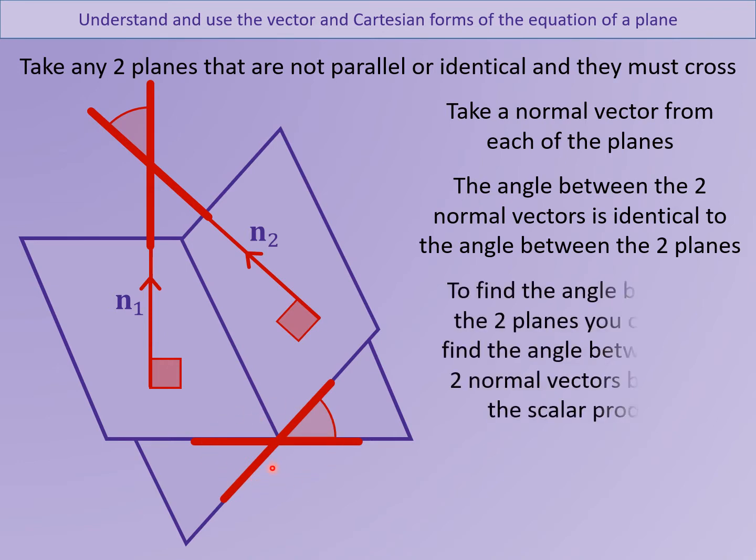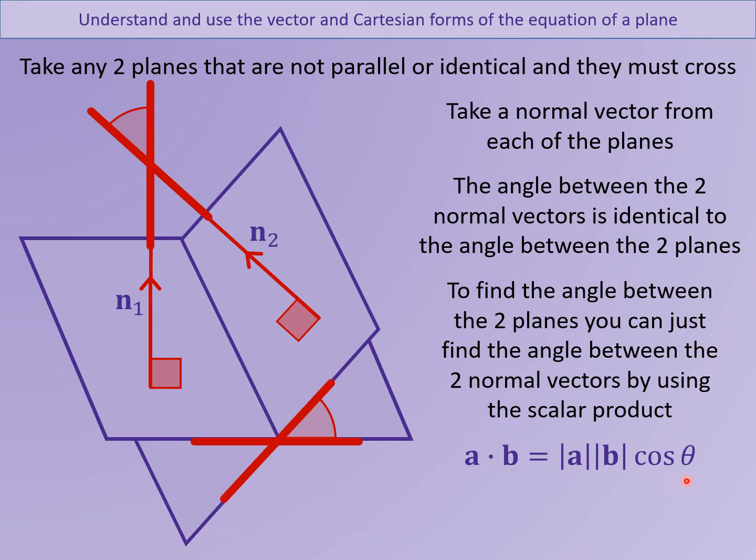So how do you find the angle between two vectors? Well, you can use the dot product. So the dot product, a dot b equals mag a mag b cos theta, where theta is the angle between the two lines, can be used to find the angle between the two planes. So the scalar product between the two normals is equal to the magnitude of one of the normals, times the magnitude of the other normal, times cos theta.